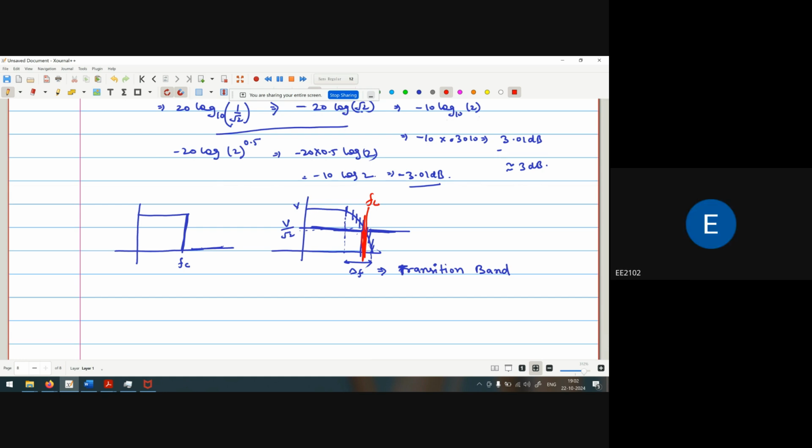Which type of filter is that? According to the circuit it will change, but it is 1 upon 2 pi RC. Maybe two resistors are there in parallel. So what I do is take the parallel combination of the resistances, RP, multiplied by C. This is all about it.